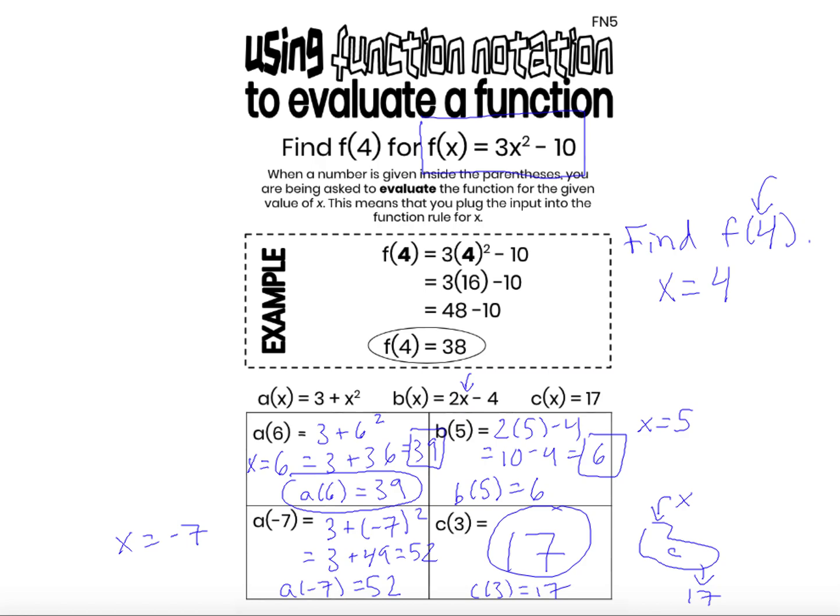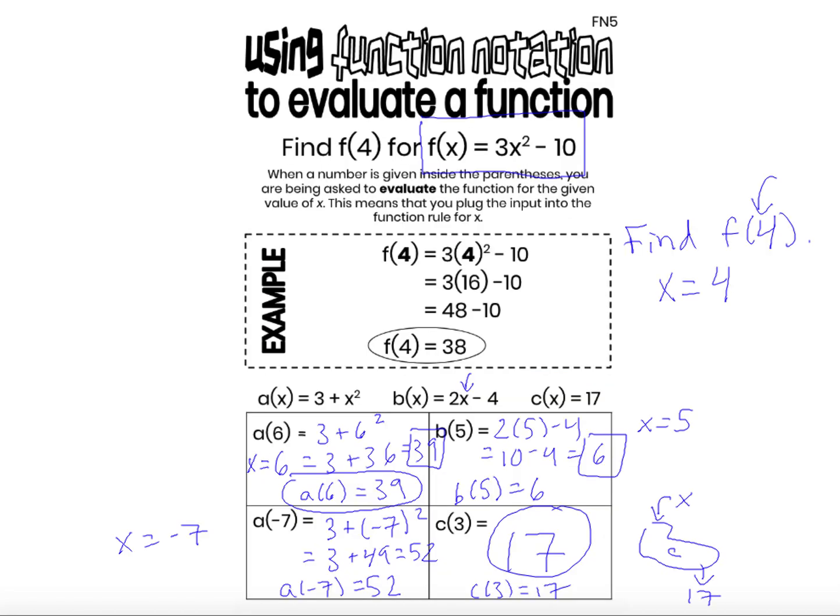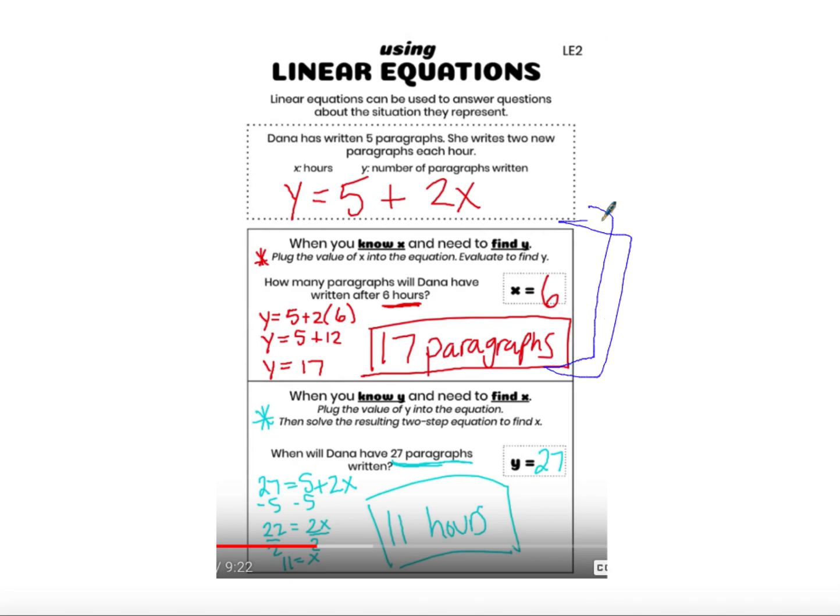I just want to end by referring back to a toolkit from our linear unit. What we're doing here when we are evaluating a function using function notation is just using function notation to do what we did in this first part using linear equations. Here we knew x and we were being asked to find y. So we plugged in our value of x into our equation and got our output. So here x was 6. My equation was y equals 5 plus 2x. So I just plugged in 6 for x. 2 times 6 is 12 plus 5 is 17, and I got my output of y.